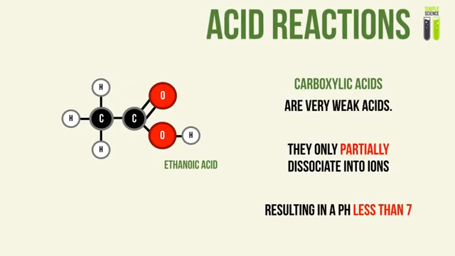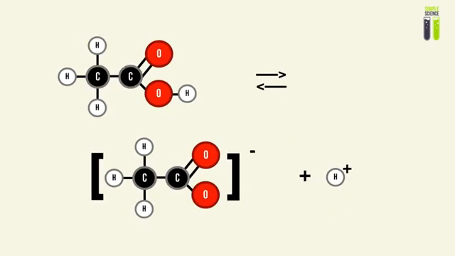So carboxylic acids are inherently acids. They are very weak acids, however. They only partially dissociate into ions, so that results in a pH of less than 7. So nothing compared to the very low pHs of strong acids such as hydrochloric acid or sulfuric acid. So in other words, they only partially dissociate into ions.